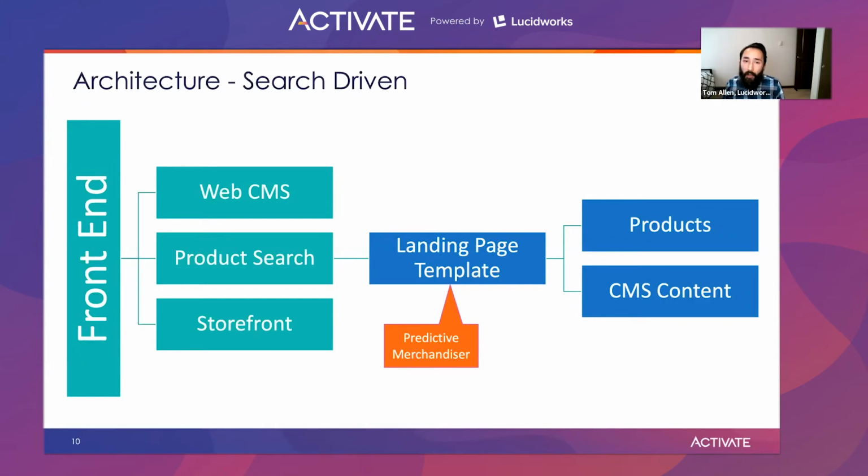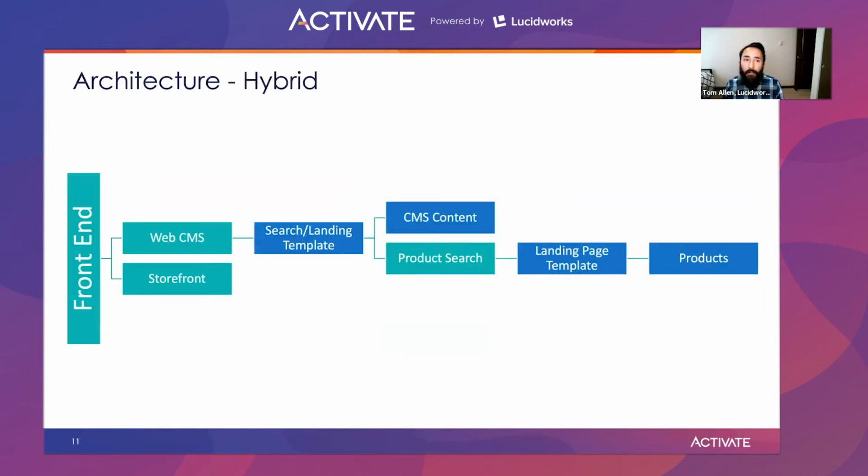But let's say you don't want to have your search engine drive the entire site. What you can do is do a hybrid architecture. In this case, you still have that web CMS driving the page, but it handles the CMS content and then delegates portions of that page to Predictive Merchandiser. So here we have the Predictive Merchandiser template within the web CMS template handling the products. So you can still merchandise those parts of the page, but you're not trying to take over some of the rich content portions.